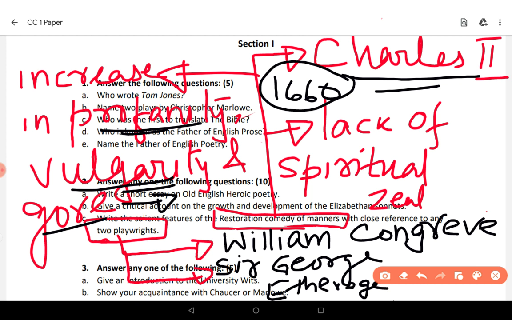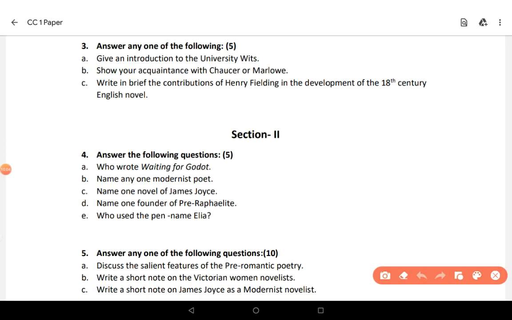The next important factor during this period was that women actors began to act for the first time. These are certain things you need to mention while writing the answer. This question also says you need to mention two playwrights. Mention William Congreve and Sir George Etherege. Mention their plays and their style, and you're good to go for this answer.